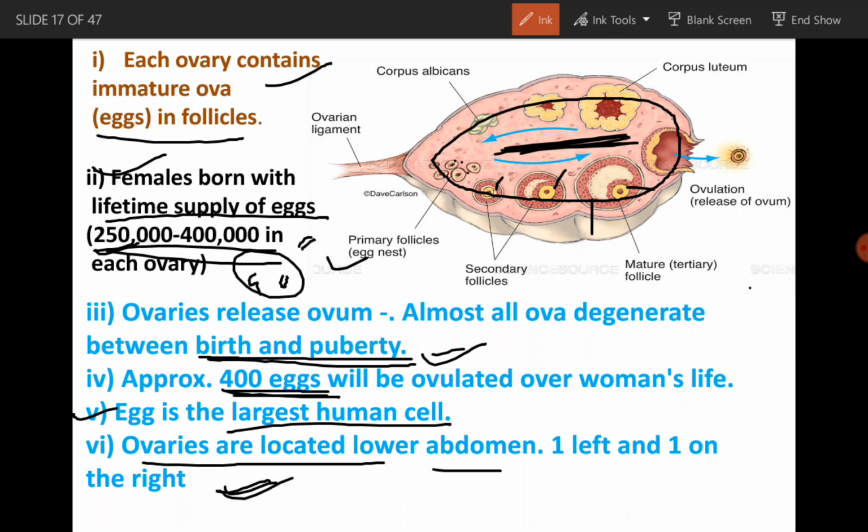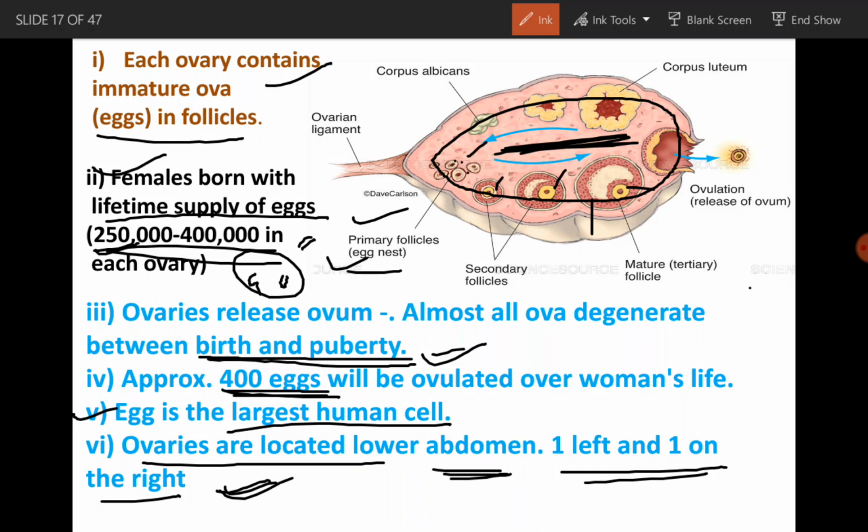So to think more about this, the egg is the largest human cell, and the ovaries are located in the lower abdomen. Ovaries are located in the lower abdomen, one on the left and one on the right side. So this is the structure of the ovary.